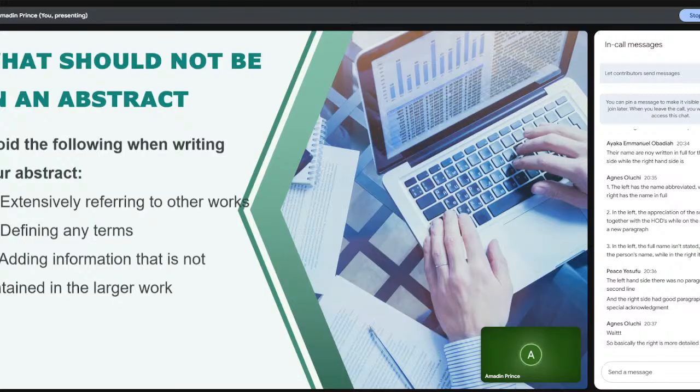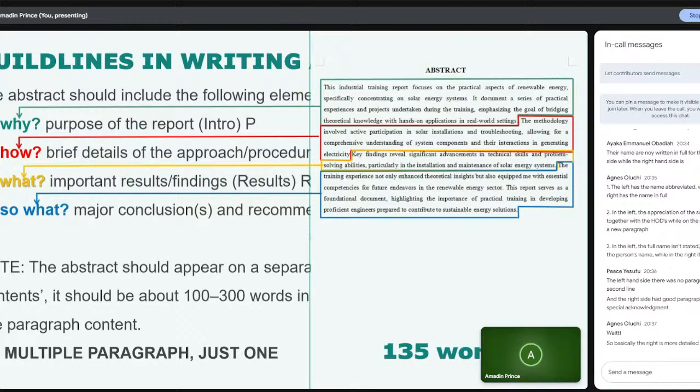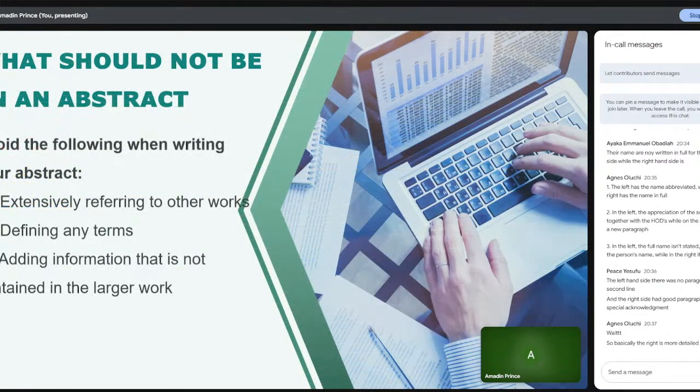Number two, defining anything. You need to also avoid defining anything. So in writing an abstract, let's say this one, I would not define solar engineering because they just need a summary. They don't need a detailed overview. They need a summary of everything, so you don't need to define anything. And also you need to avoid adding information that is not in the larger work. This is very, very important. If my report is a 60-page document and what I'm writing in some part of my abstract is not in it, then why should it be in the report? There is no need. If you want to write it in your abstract, ensure you include it in the bigger picture in your report. But if not, do not write it.